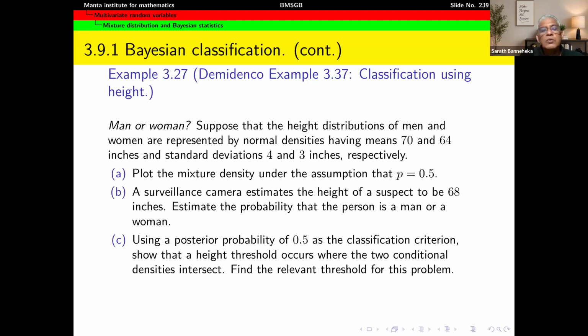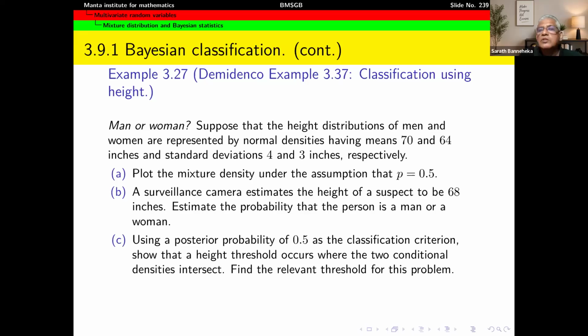So now let us use those ideas, definitions, and theorems to answer a question. This is an example coming from the Limitian course book, example 3.37 in that book. This is again very similar to what I explained at the beginning, classification using height.